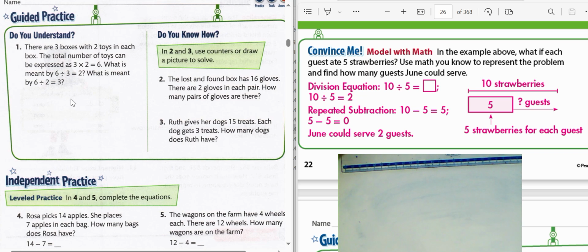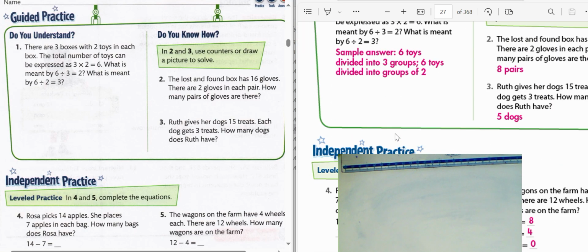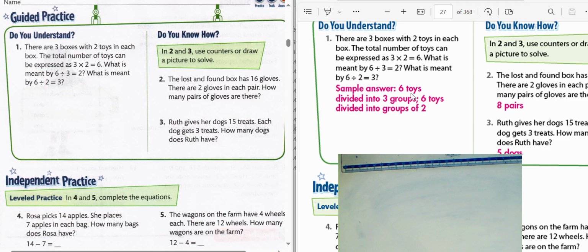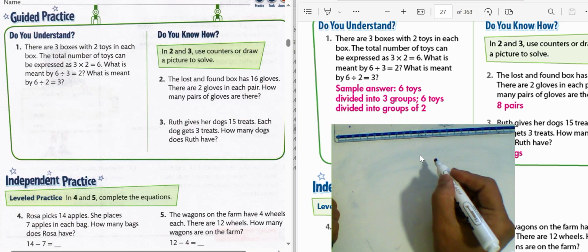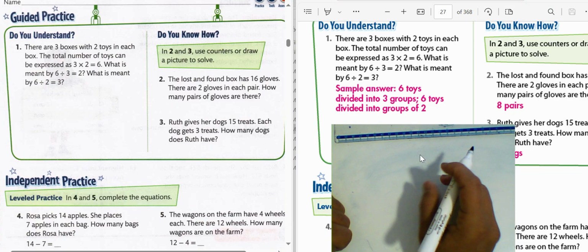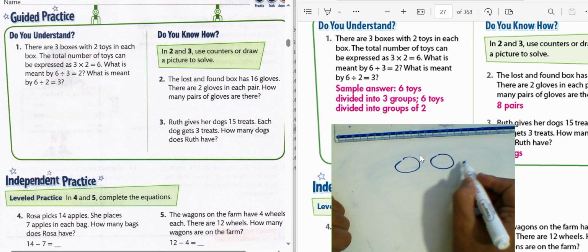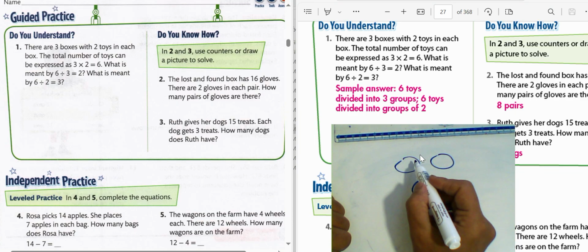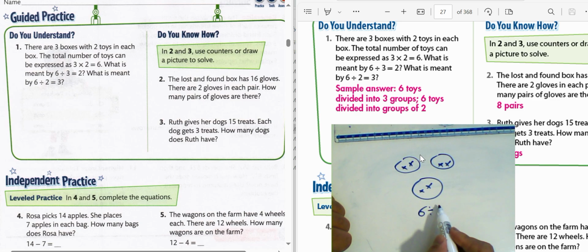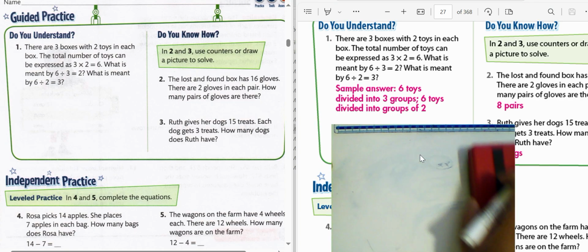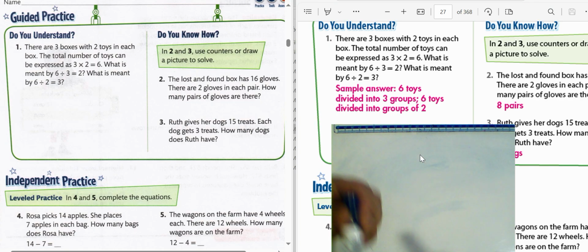What does it mean? We can cancel from the number. 6 minus 2 equals 4, 4 minus 2 equals 2, 2 minus 2 equals 0, and so on. Simple answer of this example, we have 6 toys divided into 3 groups, or 6 toys divided into groups of 2. The 6 toys divided into 3 groups, we have 1, 2, 3 groups. 6 divided by 3 equals 2. In each one we can put 2 toys like this. Then 6 divided by 3 equals 2.